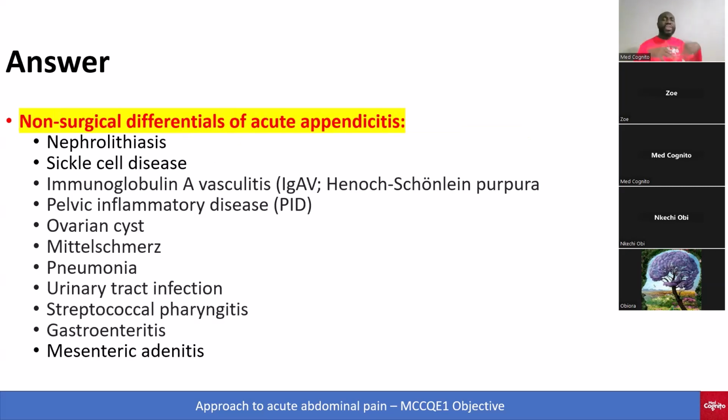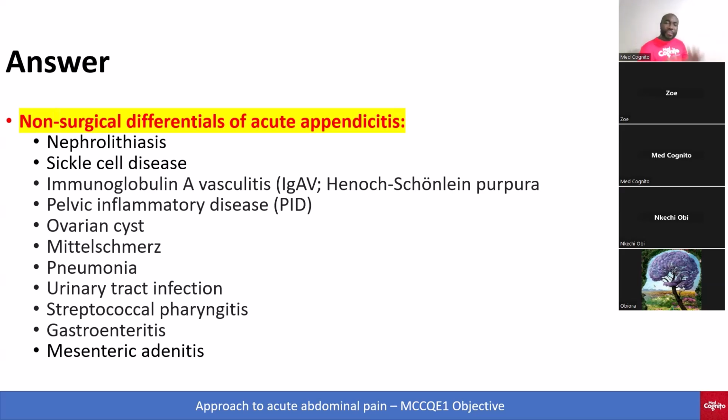Now, what are the general non-surgical differentials of acute appendicitis? Number 1, kidney stones, nephrolithiasis. Number 2, sickle cell disease. Number 3, Henoch-Schönlein purpura. Number 4, pelvic inflammatory disease. Number 5, ovarian cysts. Number 6, mittelschmerz, that is ovulation pain. Number 7, pneumonia. Yeah, patients with pneumonia can also present with abdominal pain. Urinary tract infections and strep pharyngitis can also present with abdominal pain in children. Gastroenteritis, and last but not the least, mesenteric adenitis.